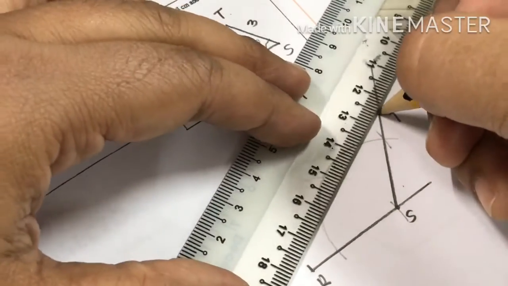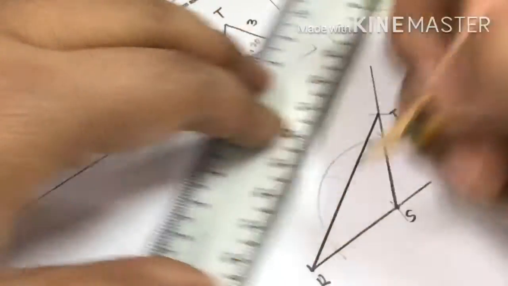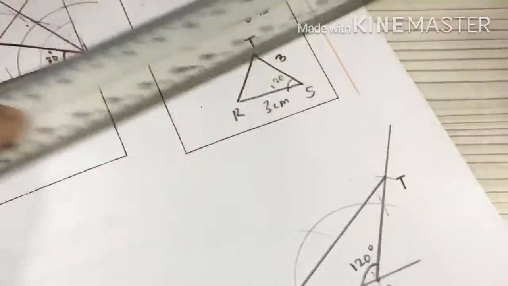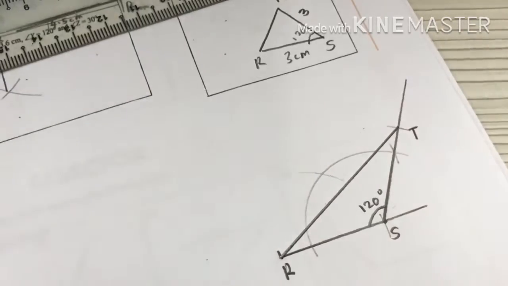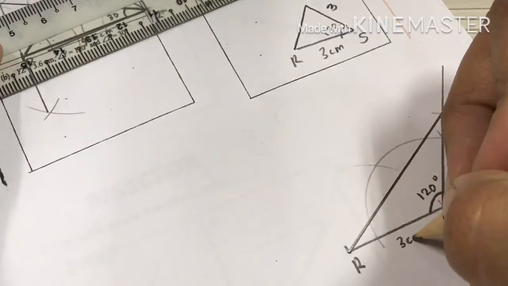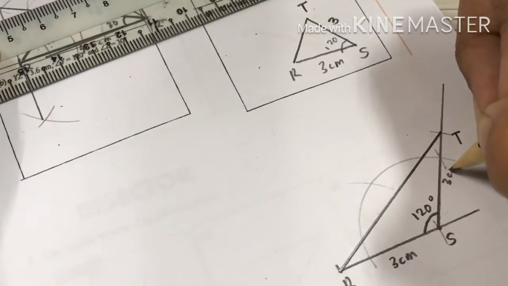Now you join. Just join like this. Okay. So finish. Triangle RST. Then label 3 cm. So 3 cm.